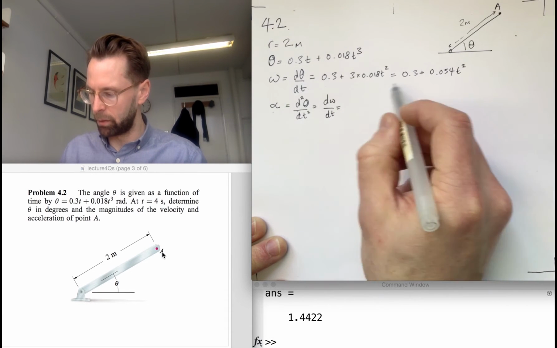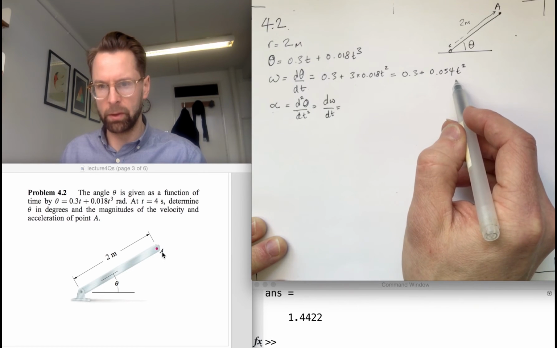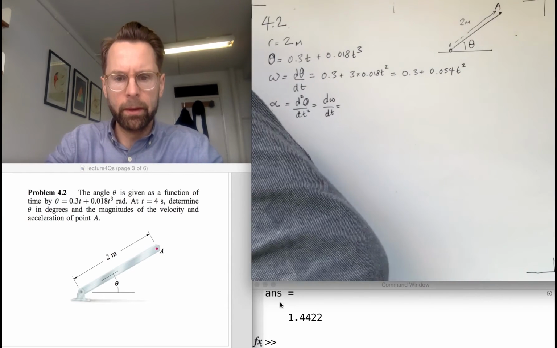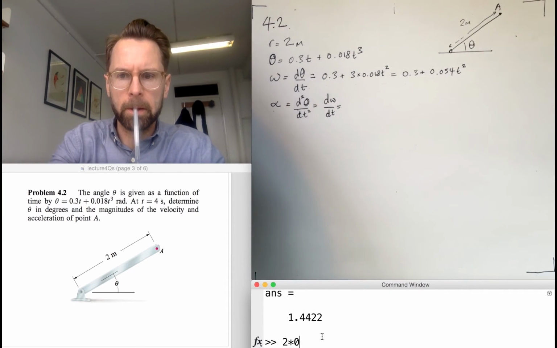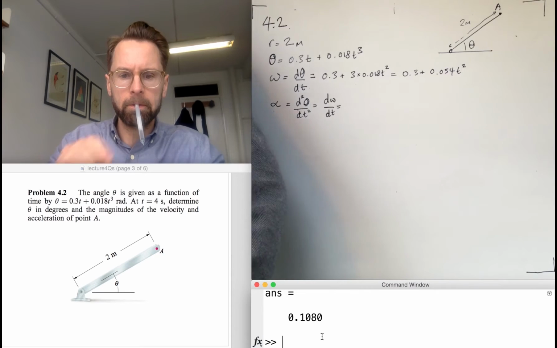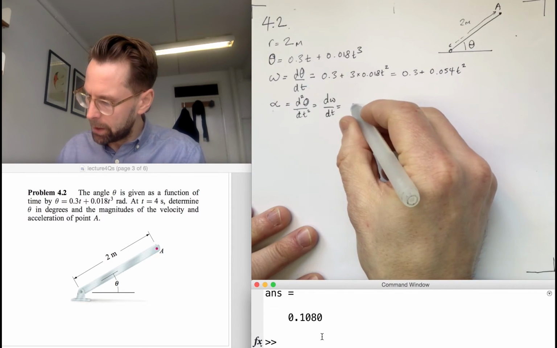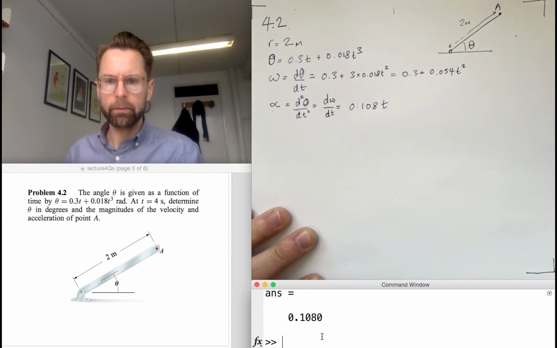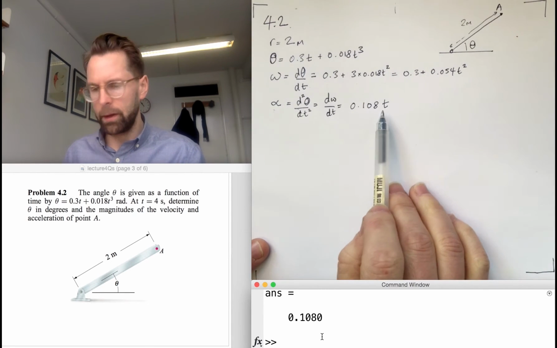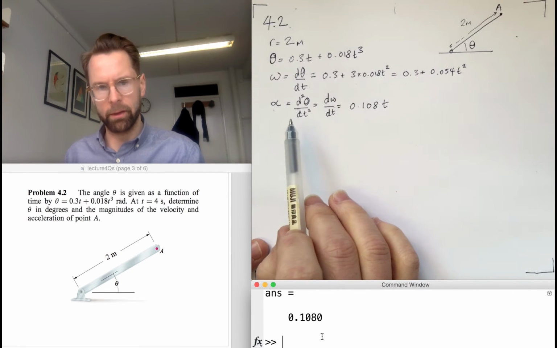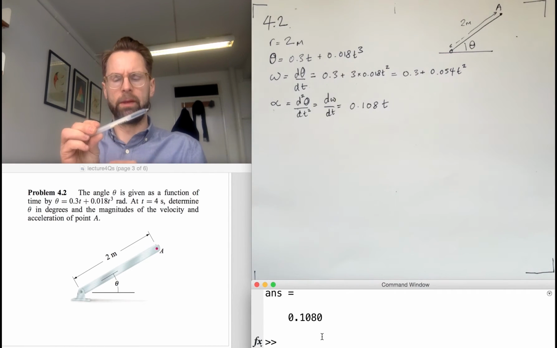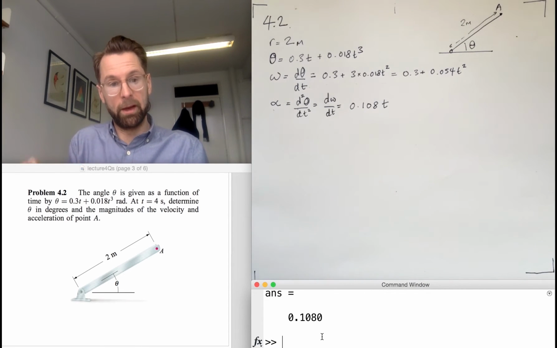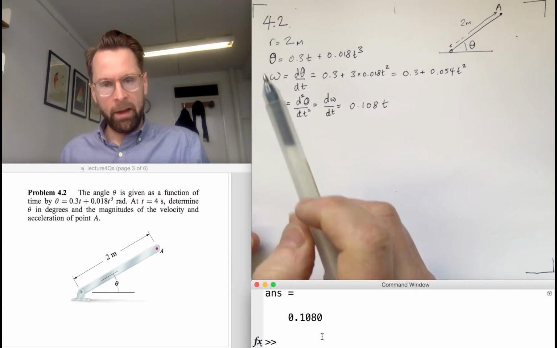And that gives us, well, that goes to 0. That's going to 2 times 0.054. What is that? 2 times 0.054, 0.108. So that's 0.108 t. You can see that the acceleration is linearly increasing with time. So the acceleration is increasing with time. Okay.